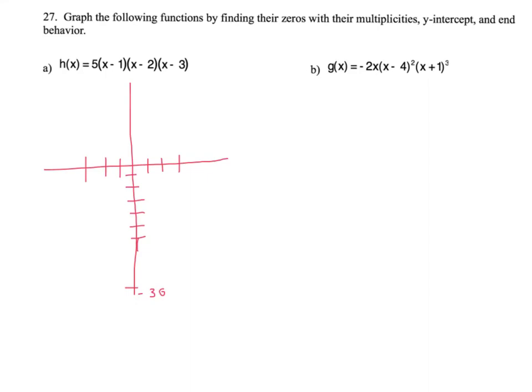For number 27, we want to graph the polynomials, and to do that, we first want to find the zeros. And they're already in factored form, so we know that for A, our zeros are going to be at 1, 2, and at 3. So I'm going to graph those zeros at 1, 2, and 3. Next, we want to know what the end behavior is of the graph. So since we have 3 zeros, we know that we have an odd degree, and the leading coefficient is positive. So my end behavior is going to start down and end up.